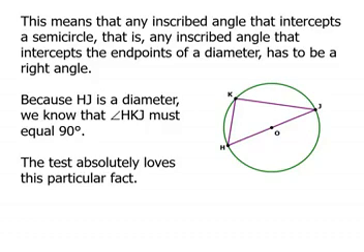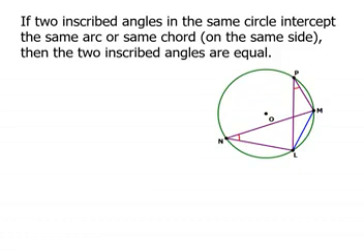And the test absolutely loves that fact. It really loves to draw this kind of diagram and expect you to know that that is a right angle. If two inscribed angles in the same circle intercept the same arc or the same chord on the same side, then those two inscribed angles have to be equal to each other. So here those two angles, LNM and LPM, are equal.